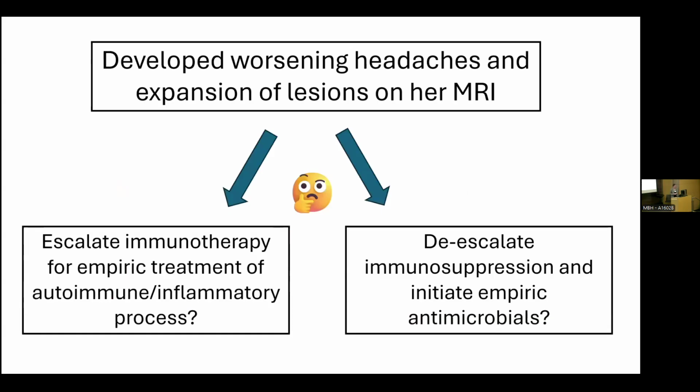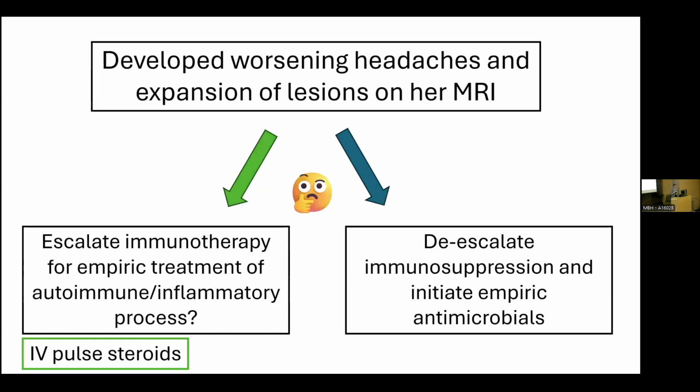And in these situations, especially with her history of autoimmunity, but she's immunosuppressed, if we do want to treat her, do we actually escalate her immunotherapy for empiric treatment of an inflammatory process? Or on the flip side, are we missing some bad infection? And should we actually de-escalate immunosuppression and broaden our antimicrobials? So I think this is a more common dilemma than we like.